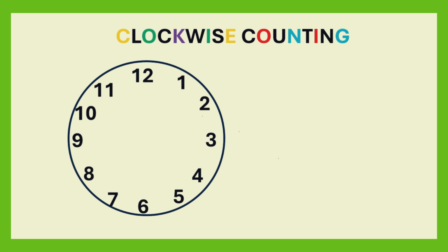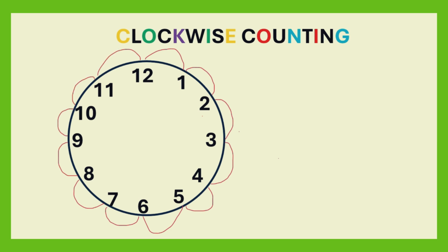Clockwise is like moving in the way the clock hands do. And how does it move? It moves to the right, any given number. Let's begin from 12 and count clockwise. So we count as we go. From 12 to 1, that's 1, 2, 3, 4, 5, 6, 7, 8, 9, 10, 11, and 12. It goes back to 12. This is clockwise counting. This is the way the clock's hands move.